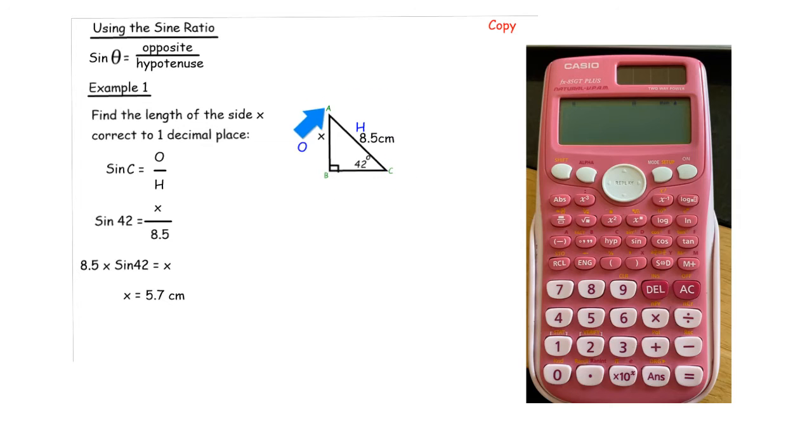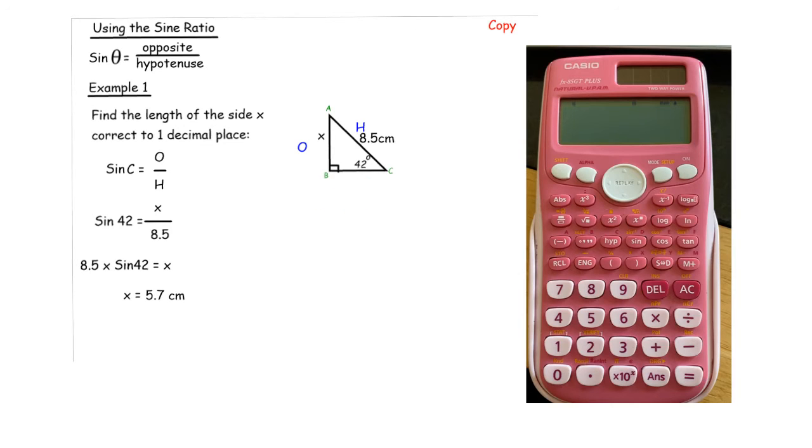So here's an example. We've been given this triangle. We've been told this is the right angle, so directly opposite the right angle, the side that's 8.5 is the hypotenuse, so I've put an H there for hypotenuse. This is the angle that we've been given, 42, so opposite to that is that side there, which is called x, and the adjacent side down here we're not going to use in this example.